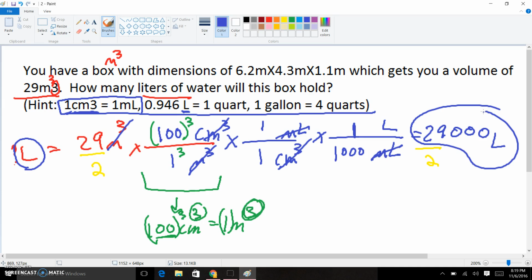That's the trickiest kind of dimensional analysis problem that we'll be doing. So I hope that helped. If you have any questions, let me know.